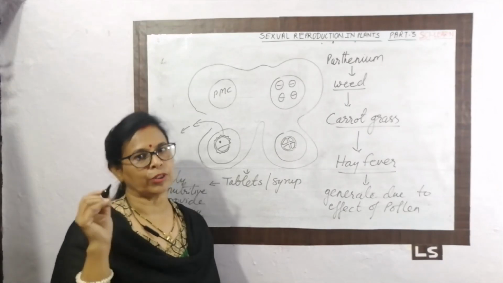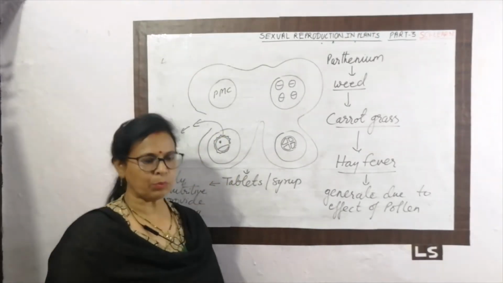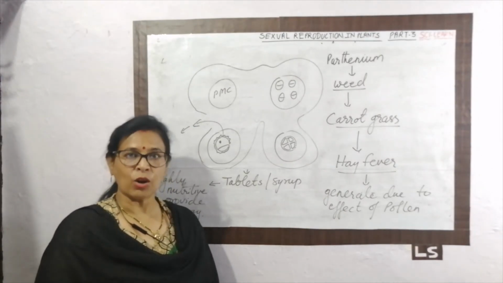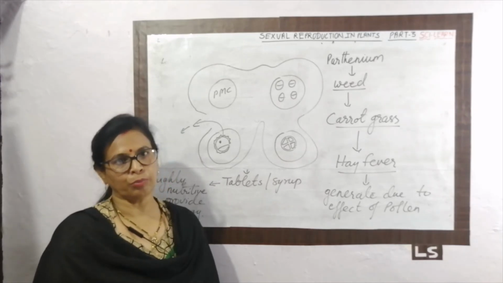They are responsible for the process called pollination. All the pollens come out from here, and the pollens are responsible for the process of pollination. So this is all about microsporogenesis and the formation of pollen grain.